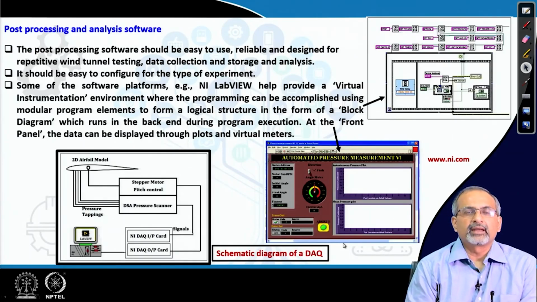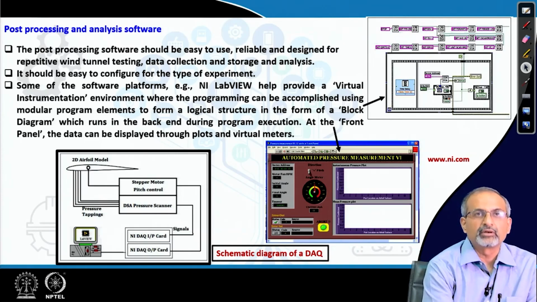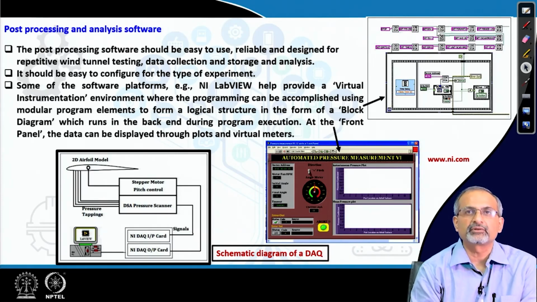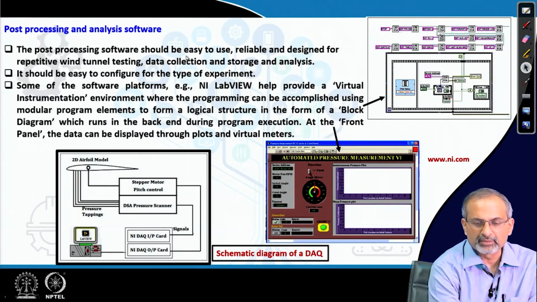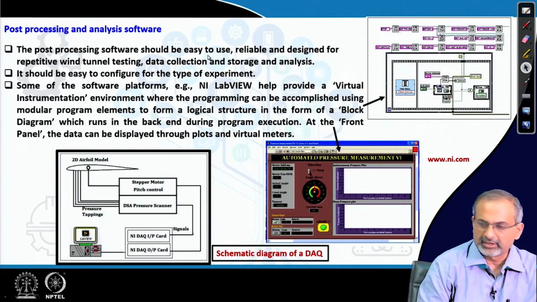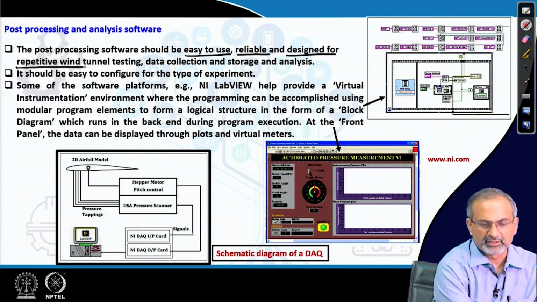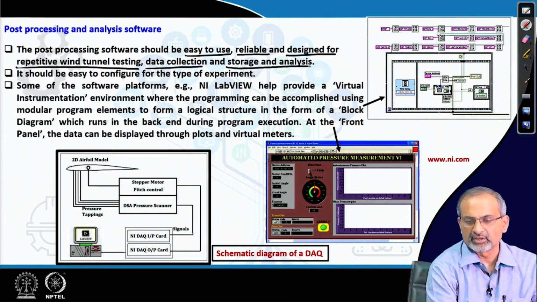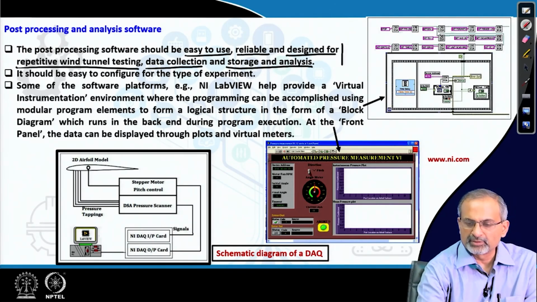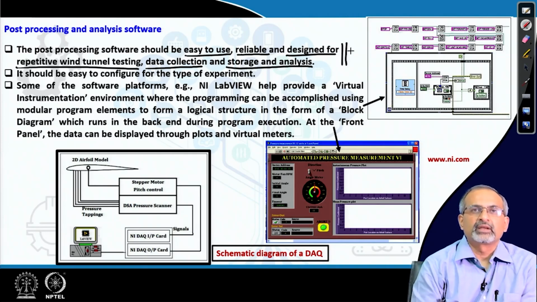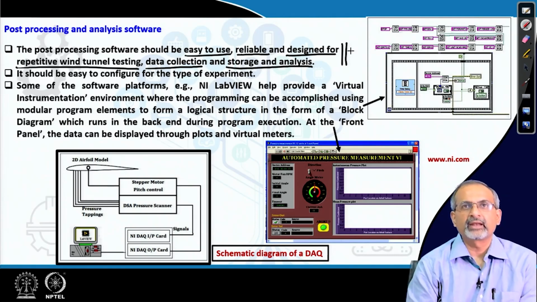The post processing and analysis of the data that you acquired has to be done through an appropriate software. There are a wide range of softwares which could be used. We have just cited one or two cases here. The post processing software should be easy to use, and it should be reliable and designed for repetitive wind tunnel testing, data collection, storage and analysis. So, if it is to be designed in-house, for example, then appropriate coding has to be implemented, so that we have a software which can support the data which is coming in from the upstream components and can reliably handle it.